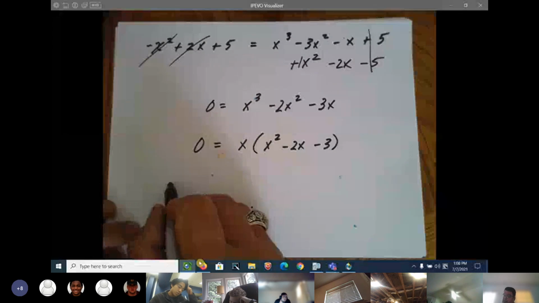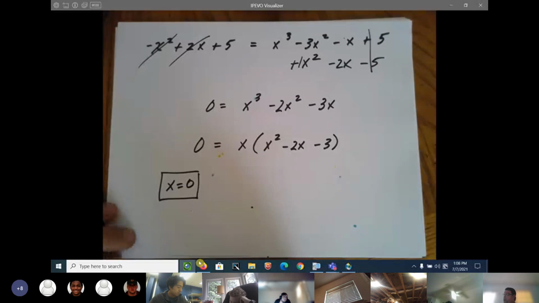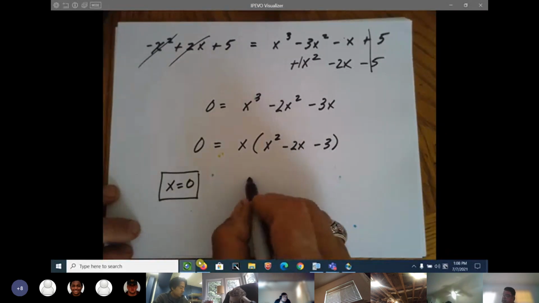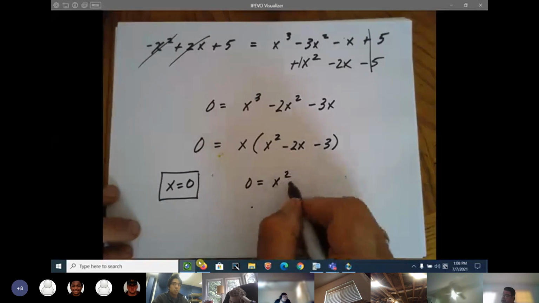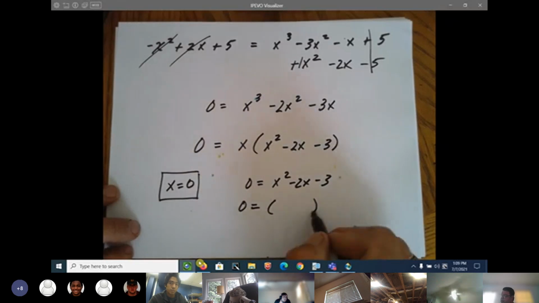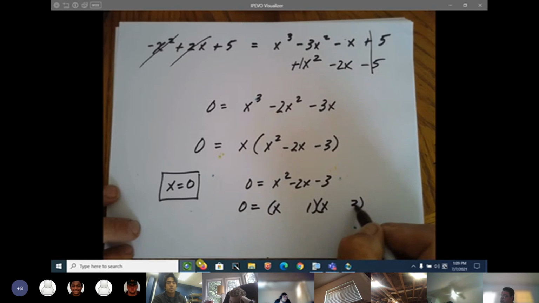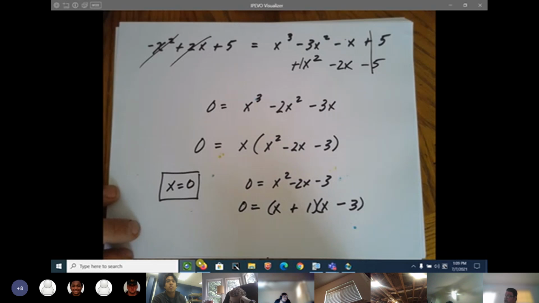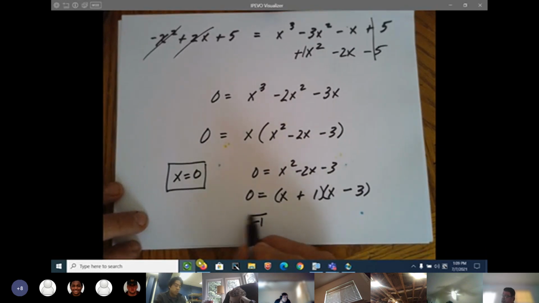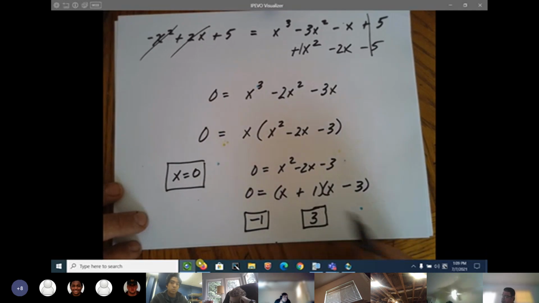And x is equal to 0. That's one of your intersection points. And x squared minus 2x minus 3, might can use reverse FOIL on this. Negative 3 and a positive 1. So negative 1 is an intersection point, and positive 3 is an intersection point.